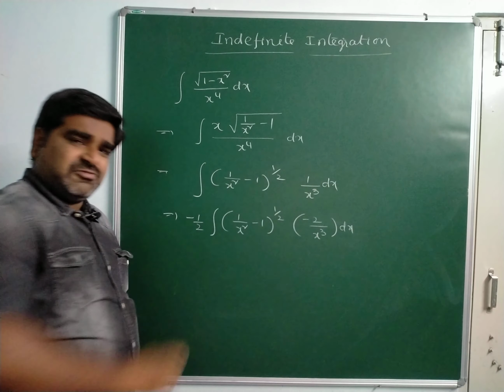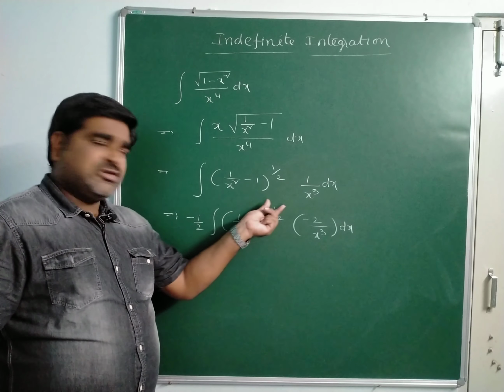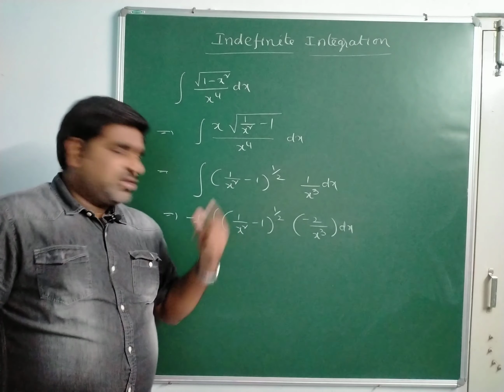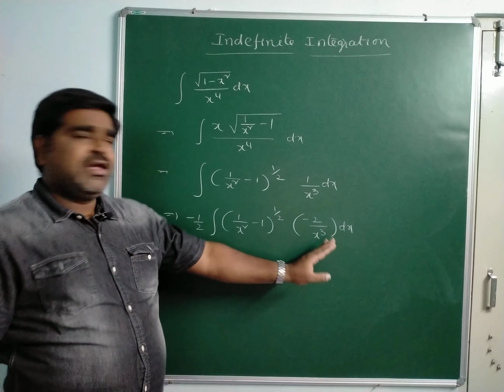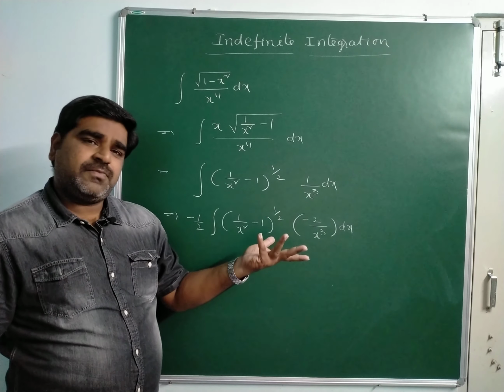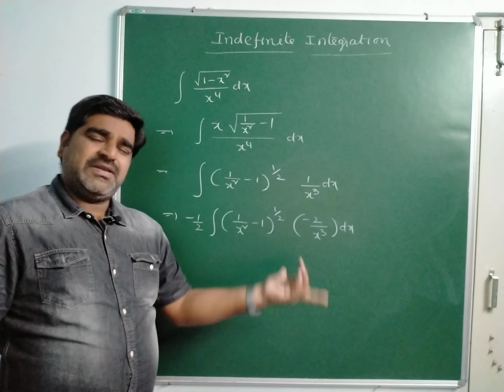This is also a previous question. See how easy it is. So 1 by x square minus 1 whole to the power of 1 by 2 into minus 2 by x cube. What is the derivative of 1 by x square? Minus 2 by x cube. Again it is of the form f of x whole to the power of n into f dash of x dx. Just apply the previous formula.